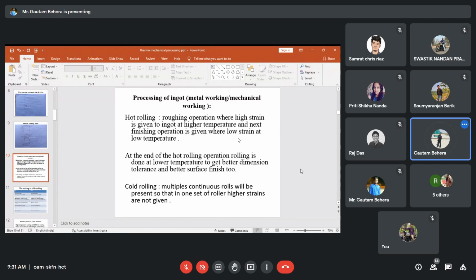And some people say hot working means the processing is carried out at a temperature of 0.5 to 0.8 TM. And if it is cold working, then the processing will be carried out at 0.3 TM sometimes, or below 0.3 TM. Some people say like that.